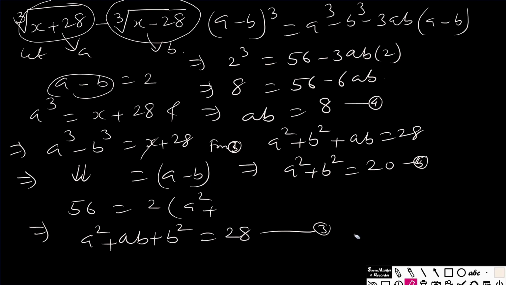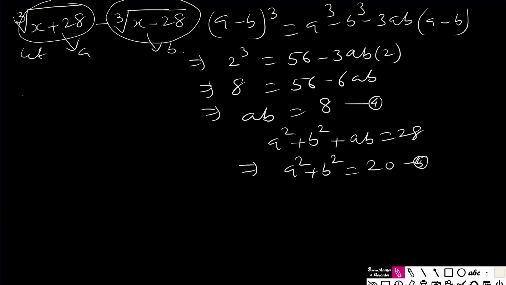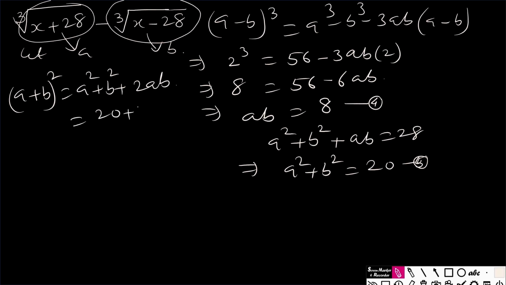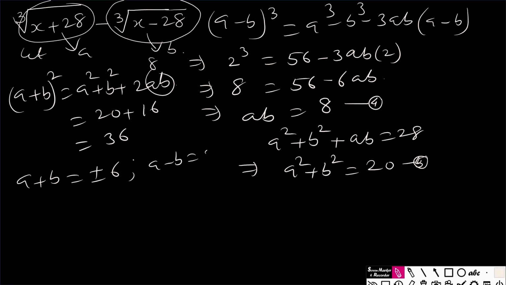Now a plus b whole squared is equal to a squared plus b squared plus 2ab. So it will be a squared plus b squared, which is 20, plus 2 into 8, that is 16, since ab is equal to 8. So it will be 36. So a plus b is equal to plus or minus 6. And a minus b is equal to 2 from the first equation.